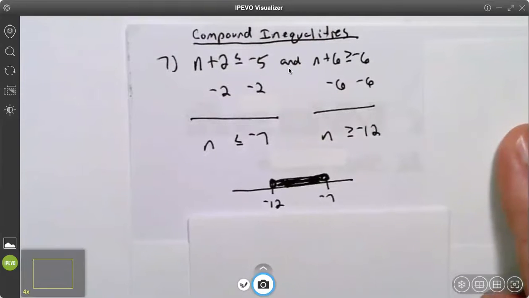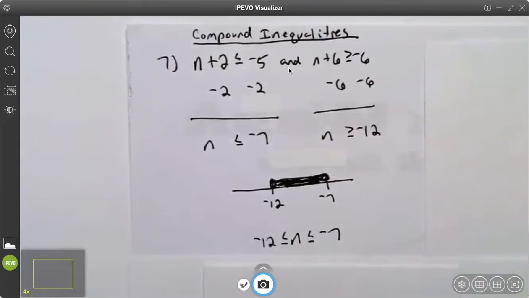First, I graphed it. -7 is the bigger number, goes on the right. -12, the smaller number, goes on the left. Both closed circles, greater than or equal to -12, less than or equal to -7. I did in fact shade between it. So the correct way to write the inequality is with the n in the middle, showing it's greater than or equal to -12. It's less than or equal to -7.